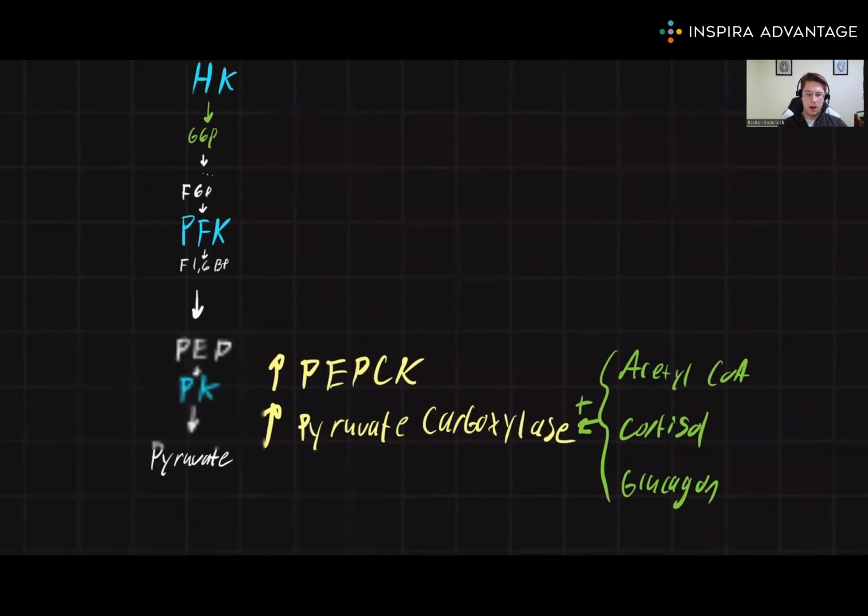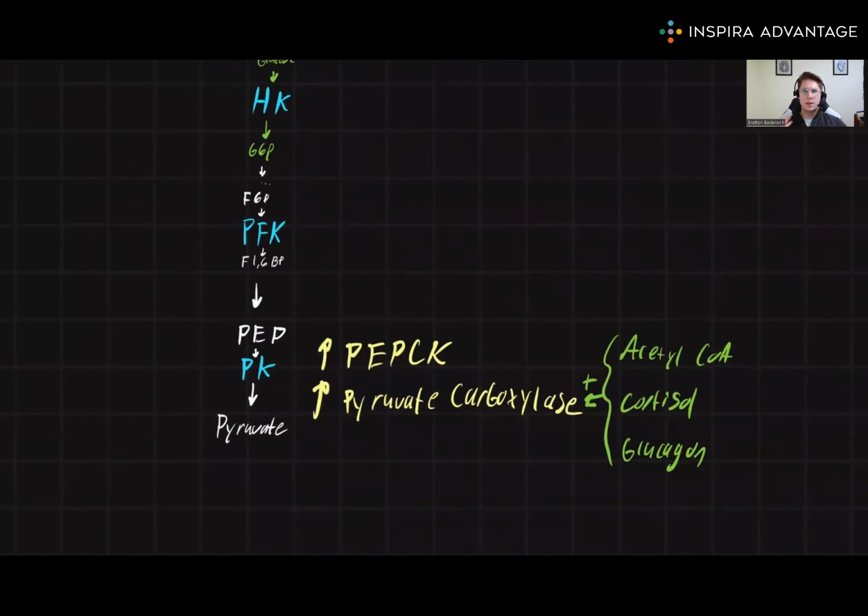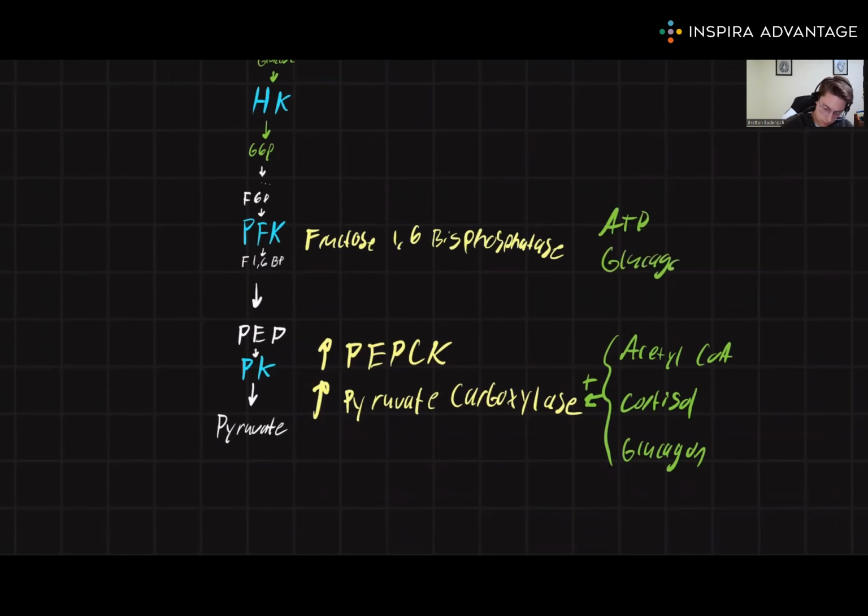The other important enzyme to bypass is PFK. This is a little bit more simple, where it's just bypassed by an enzyme called fructose 1,6-bisphosphatase. Notice that this is really similar to the product being made by PFK. PFK makes fructose 1,6-bisphosphate. Well, if we want to run that in reverse, you need to remove that phosphate, thus the phosphatase. This enzyme is activated by ATP and glucagon, and it is inhibited by AMP and insulin.